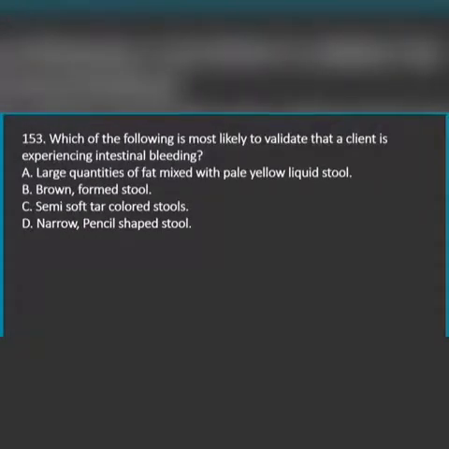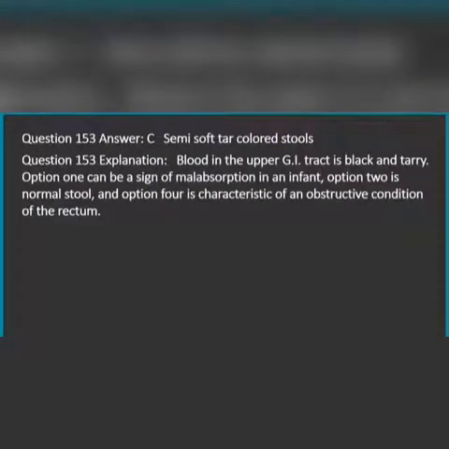Question 153. Which of the following is most likely to validate that a client is experiencing intestinal bleeding? A. Large quantities of fat mixed with pale yellow liquid stool. B. Brown, formed stool. C. Semi-soft tar-colored stools. D. Narrow, pencil-shaped stool. Question 153. Answer, C. Semi-soft tar-colored stools.